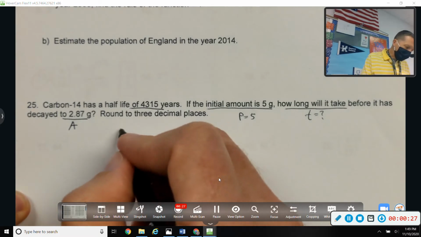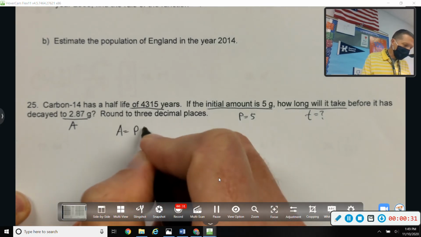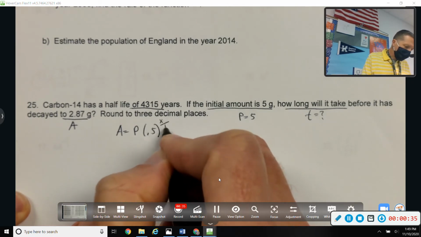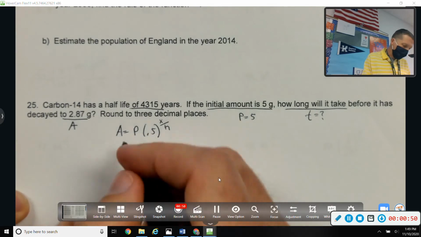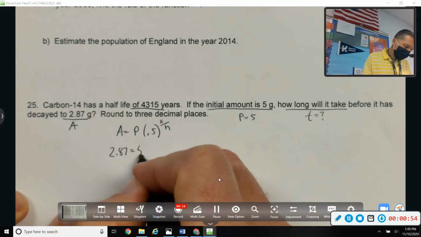So I look up at the top and I see the half-life formula. Remember that we tweaked it a little bit so that they would all be A's and P's. That way, we're just consistent. We got a pre for P and an A for after, and it's all the same, whether it's carbon or population or money or whatever. Pre and after. So after is 2.87. Pre is 5.